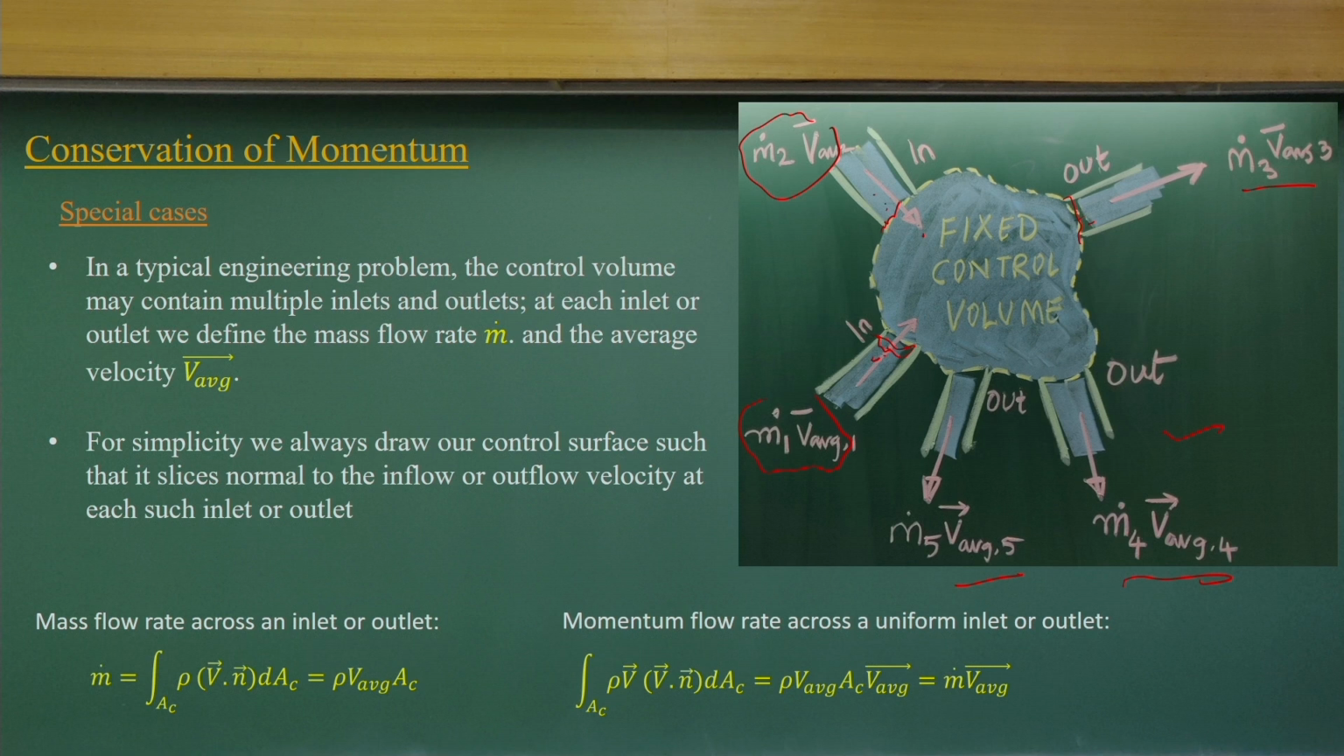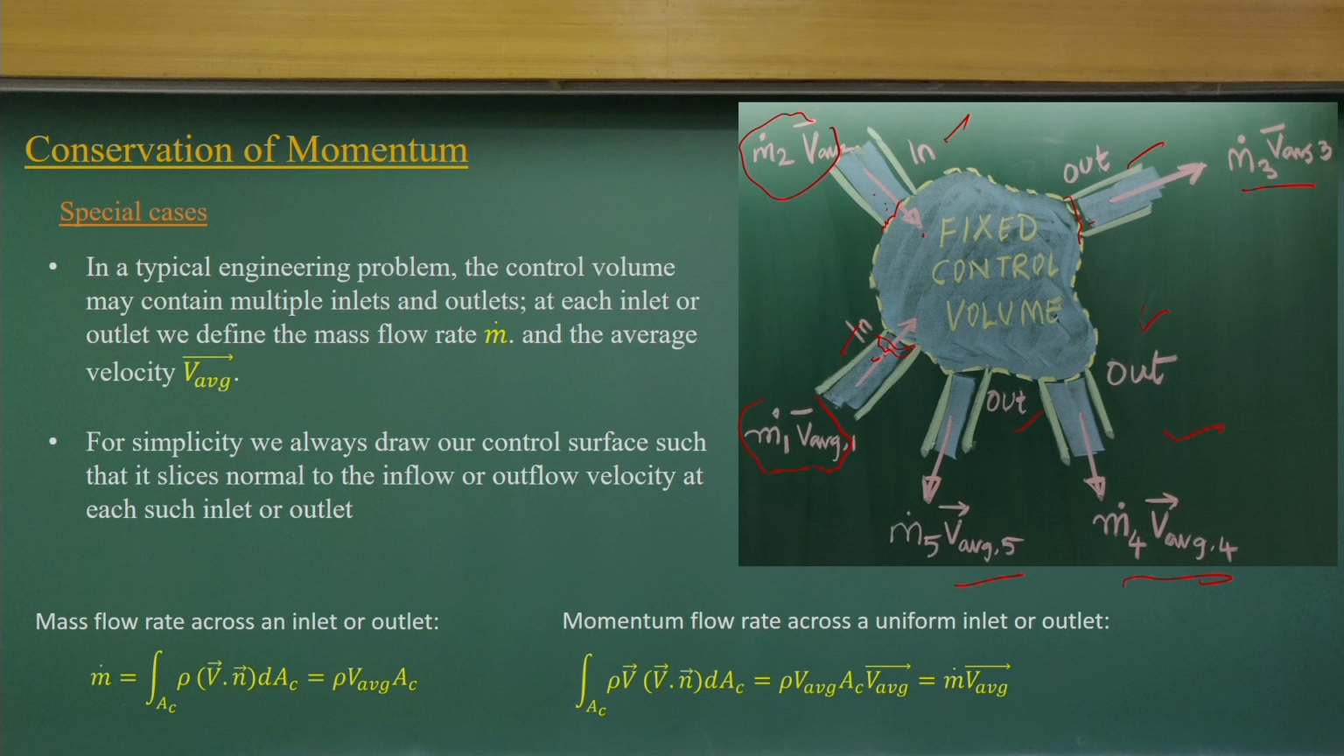So, basically if you look at that, we can compute the momentum flux coming into this control volume and also going out. If you have multiple inlets and an outlet, then you can find out how much net momentum flux there is in this control volume.